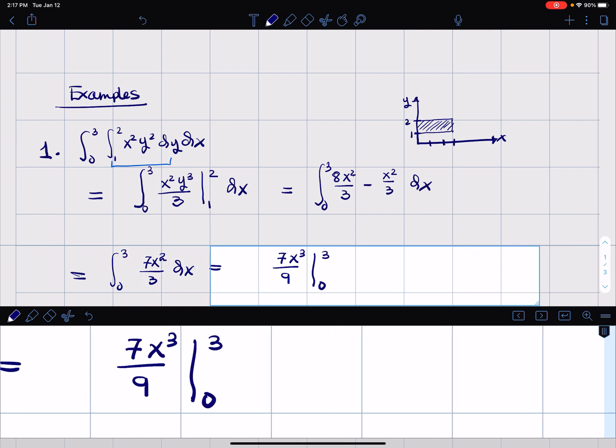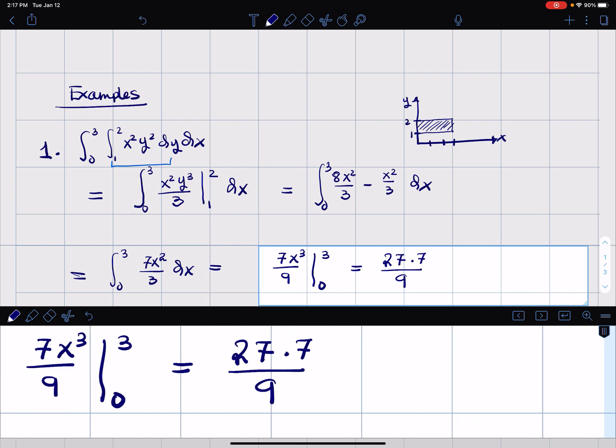I hope I'm doing things right here, but if I'm not, you tell me in class. So you plug in 3. When you plug in 3, you get 27 times 7 all over 9. Interesting. 27 times 7 over 9. So this is going to be 3. That's 21. Okay.